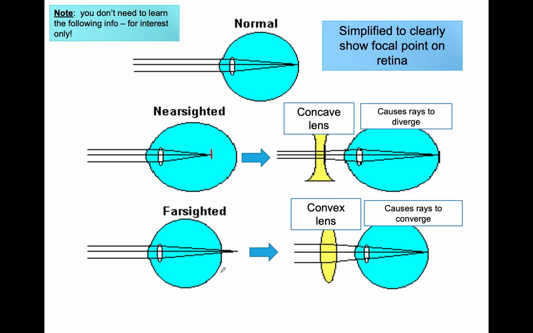Farsightedness, like I said, the eye is too spherical. There is too little convergence by the cornea. The focal point is produced beyond the retina. So a convex lens would be used in glasses in a person with hyperopia or farsightedness. That causes those rays to converge from the lens onto the cornea, so a focal point can be produced on the retina.